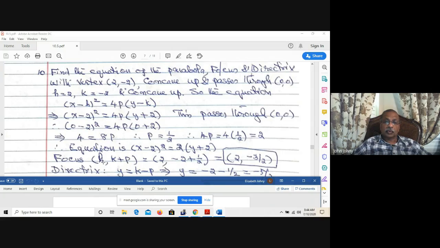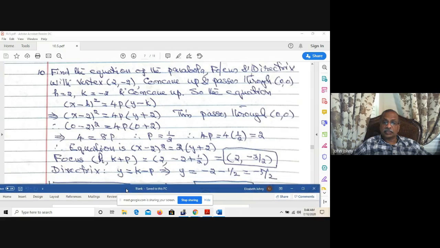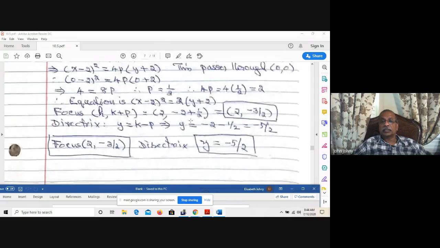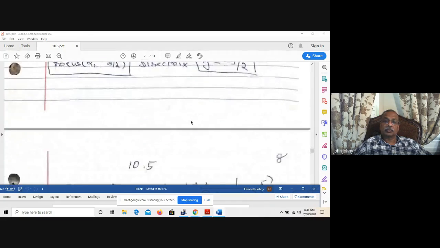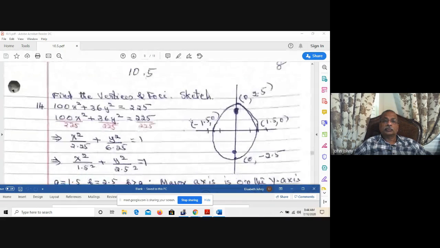And so the focus is (h, k + p), that is (2, −2 + 1/2), that is (2, −3/2). The directrix is y = k − p, that is y = −2 − 1/2, that is −5/2. Focus is (2, −3/2). Directrix is y = −5/2.